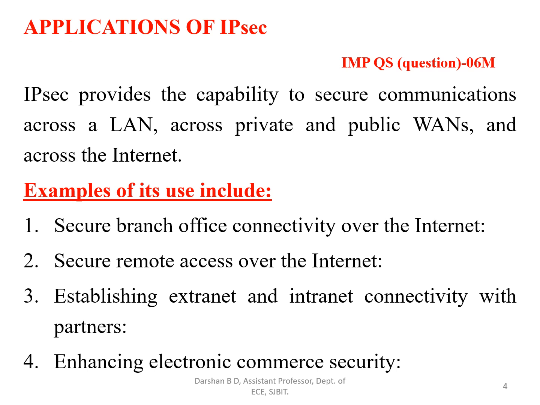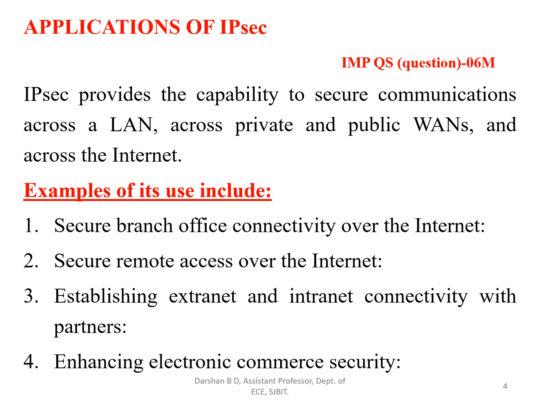Applications of Internet Protocol security. Internet Protocol security provides the capability to secure communications across a LAN, across private and public WANs, and across the Internet. Consider some examples. First, secure branch office connectivity over the Internet. Second, secure remote access over the Internet. Next, establishing extranet and intranet connectivity with partners. Fourth, enhancing electronic commerce security.